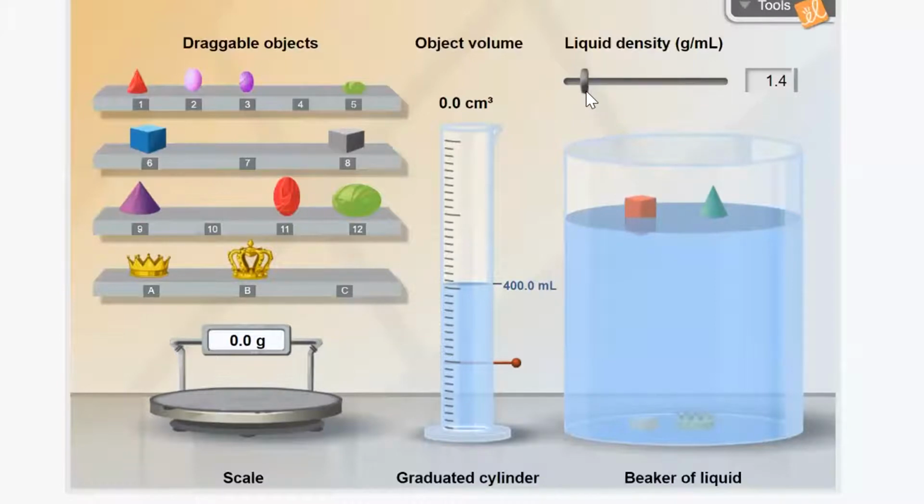Hey, did you see what happened there? That was kind of interesting. Let's go back to 1. Let's go back to standard for 1. Look very carefully at the items floating on the top.